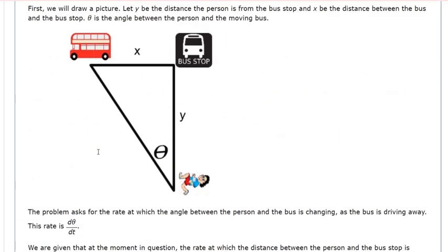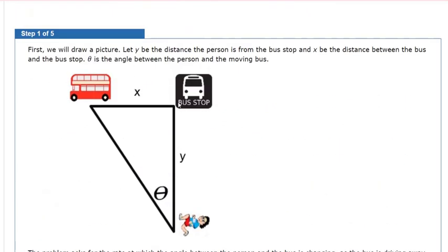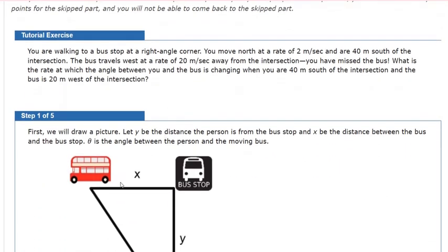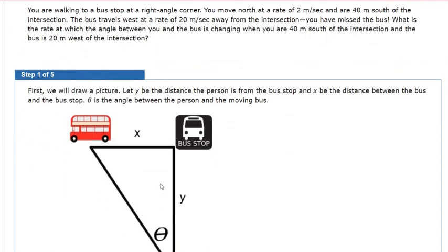And they want dy. Okay, so they want this rate of change. Wait a second. Are there two buses? Oh, that's the stop. Bus travels west. I assume that's west. You are south of the intersection. So this is us. The bus is 20 meters west. That's fine. You move north at a rate of 2 meters per second.